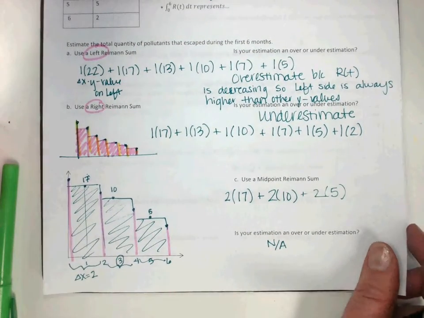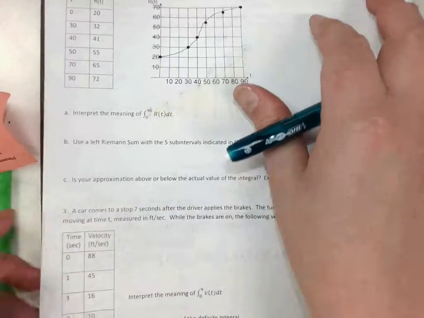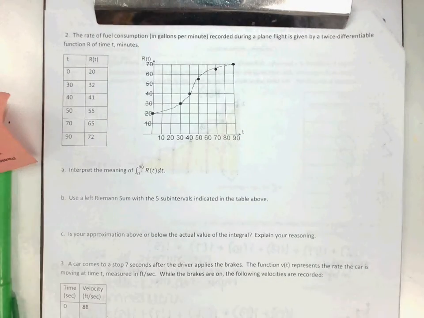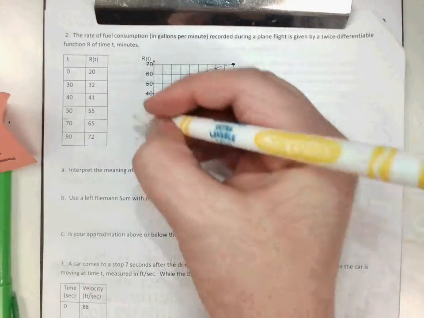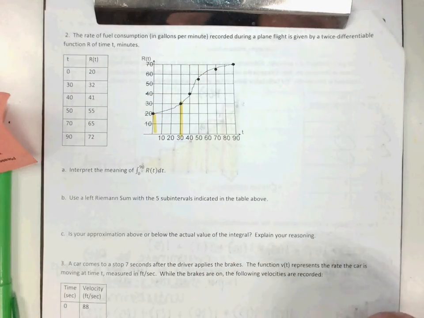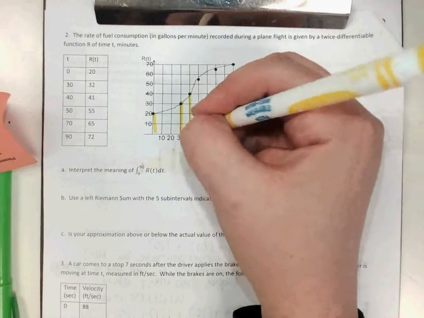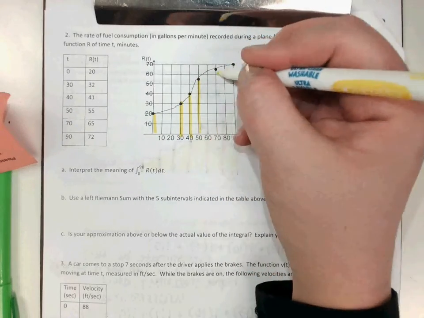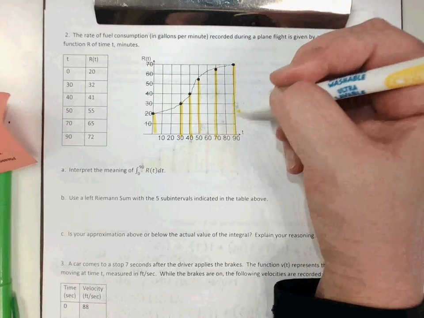Last time we knew 0, 1, 2, 3, 4, 5, 6. Now we don't know equal points each time. So, what are my points given to me? I know 0. I know 30. I know 40. I know 50. And then 90. So I have to split up based on what's in my chart. If I don't have the numbers in even numbers, then I have to go with whatever they give me.